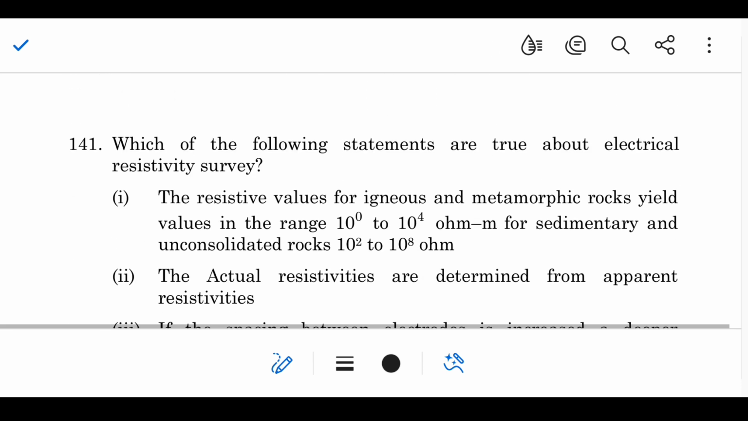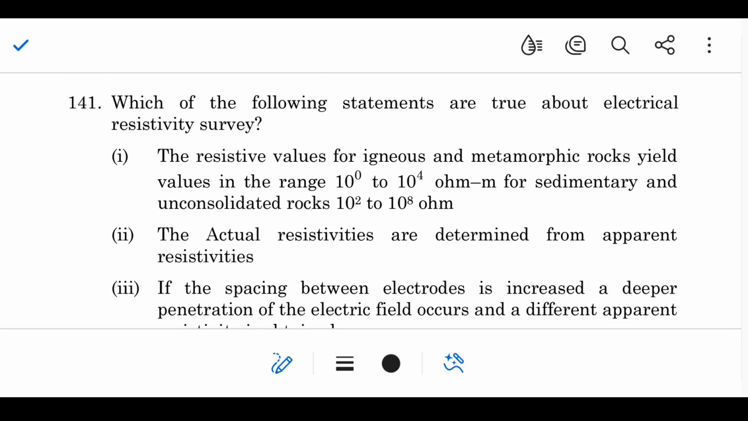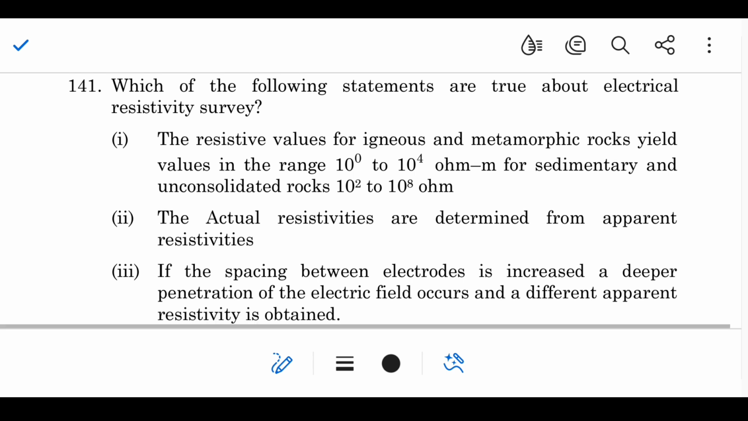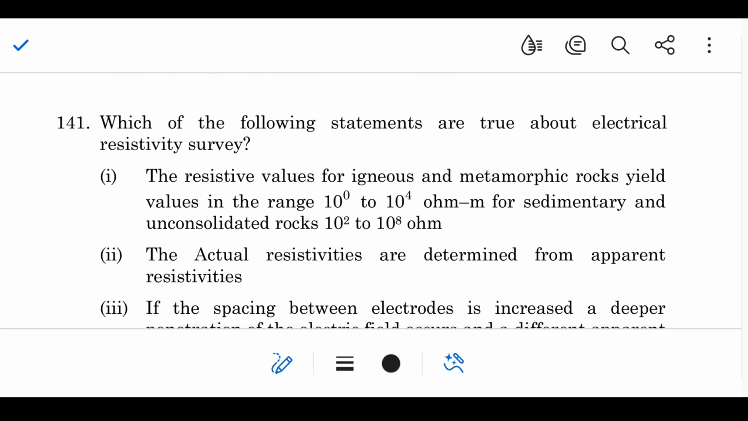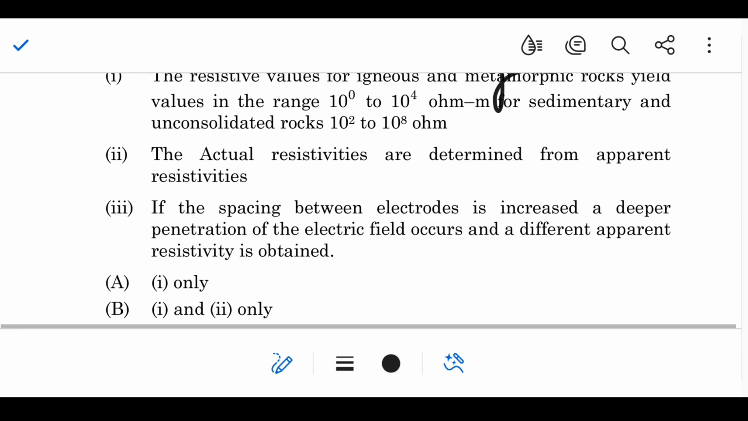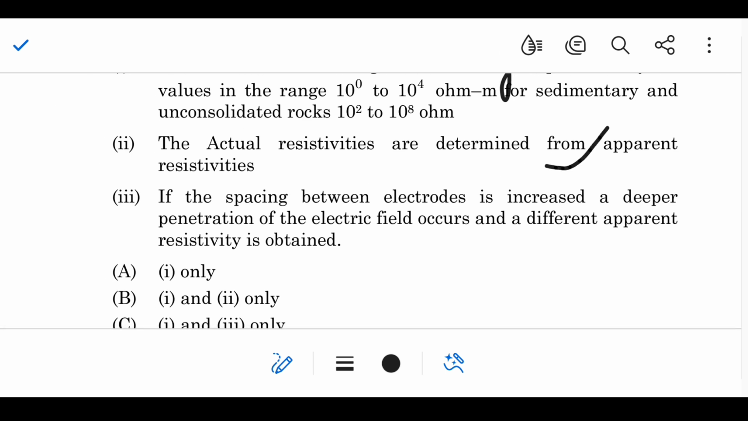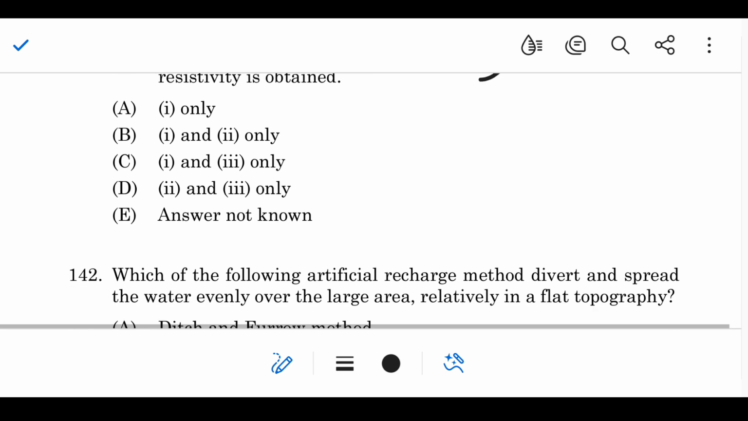member. Which of the following statements are true about electrical resistivity survey? Here three statements are given. We have to find out which one is correct. The resistivity value for igneous and metamorphic rocks ranges from 10 to the power 0 to 10 to the power 4 ohm meter. For sedimentary, uncontrolled, so it is not correct. The actual resistivity is determined from apparent resistivity. Yes, right. If the spacing between electrodes is increased, a deeper penetration of the electric field occurs and a different resistivity is obtained. Yes, both. Only 2 and 3 are correct.